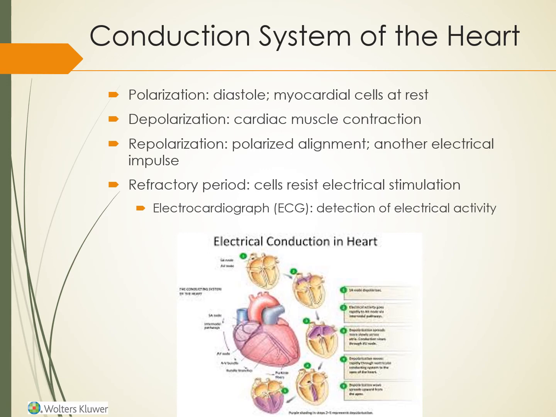Conduction system of the heart. Review. Polarization is during diastole when the myocardial cells are at rest. Depolarization is when the cardiac muscle contracts. Repolarization is when polarized alignment occurs, another electrical impulse gets ready. Refractory period, cells resist electrical stimulation, and an EKG or ECG shows detection of electrical activity in the heart.